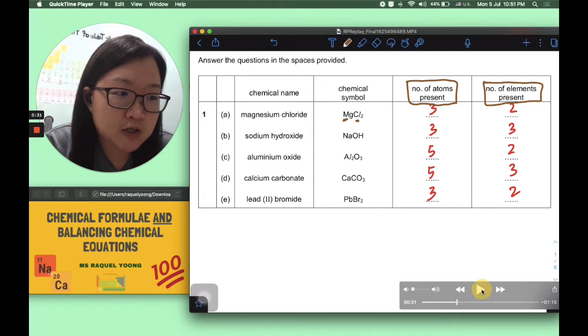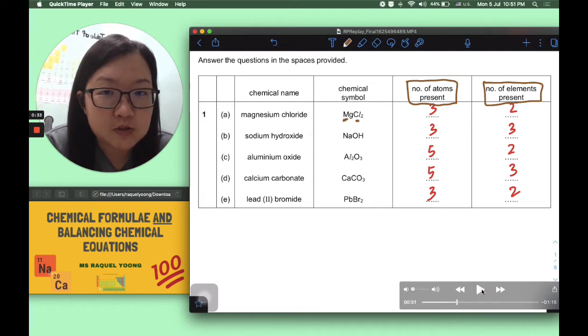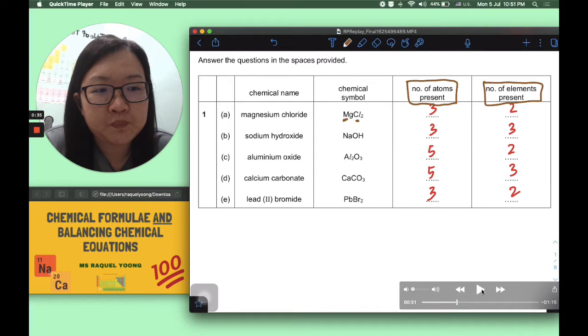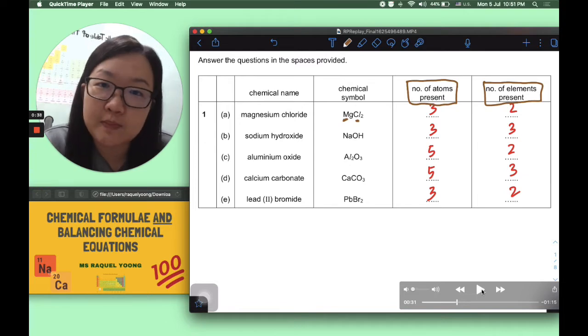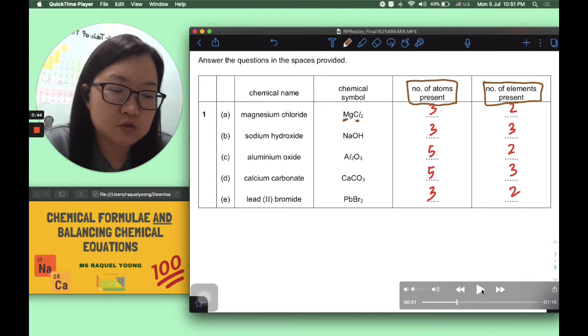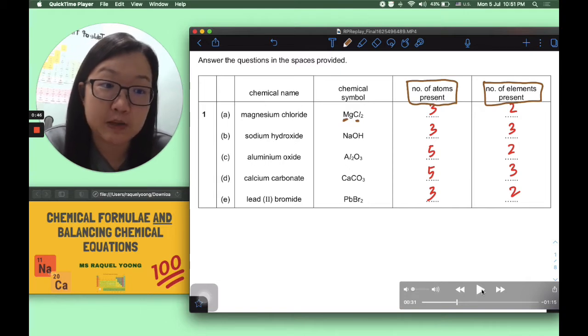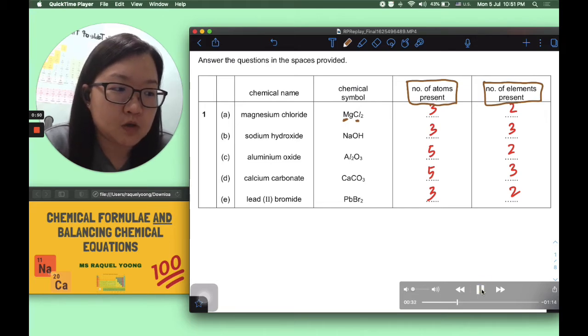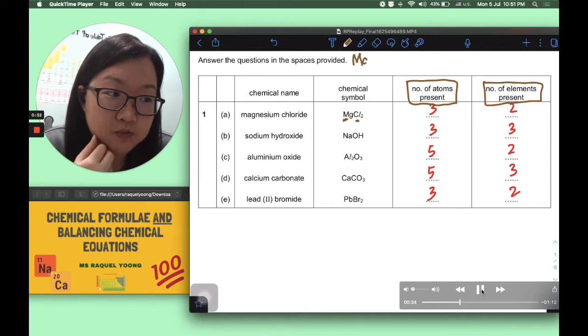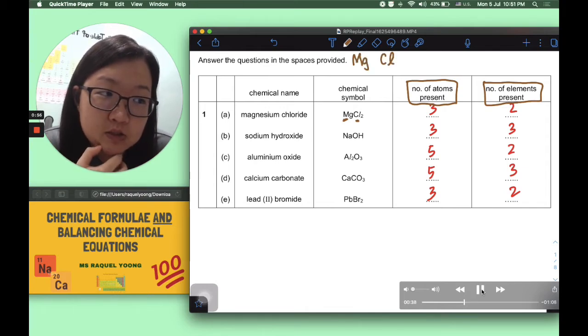So the way to look at it, one tip is to really look at the number of capital letters that are in the chemical formula itself, to find out the number of atoms present. So for instance, if we look at the first example, 1A, magnesium chloride, we see that over here there are two capital letters, right? So Mg and then Cl.